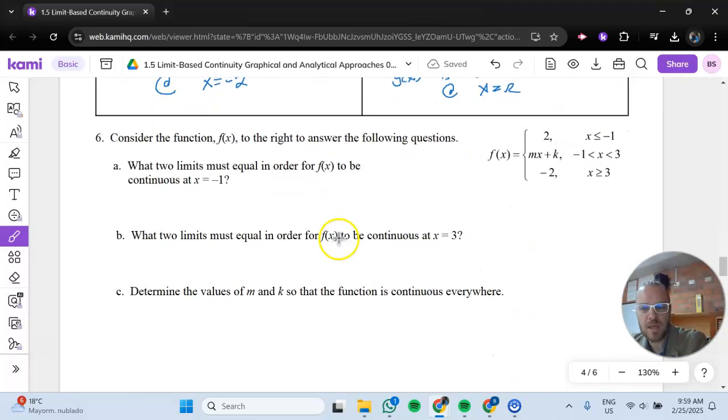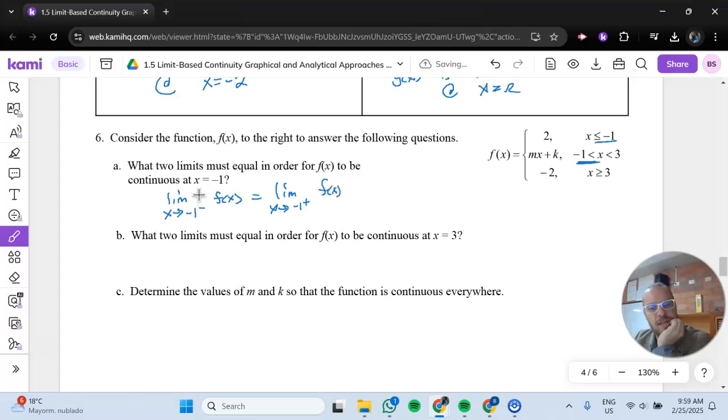All right. Moving right along here, we've got a new function, and we're going to figure out if this thing can be, actually, I think for this one, we're going to force it to be continuous. What two limits must be equal in order for f of x to be continuous at negative 1? Well, it needs to be the two on either side of negative 1. So the limit as x approaches negative 1 from the left of f of x needs to be equal to the limit as x approaches negative 1 from the right of f of x.